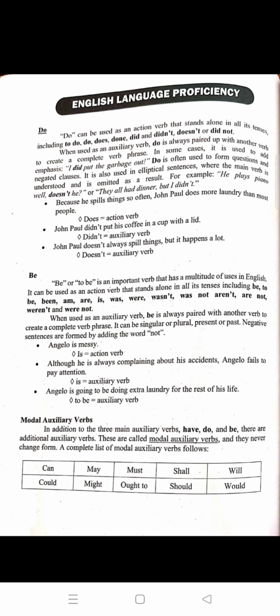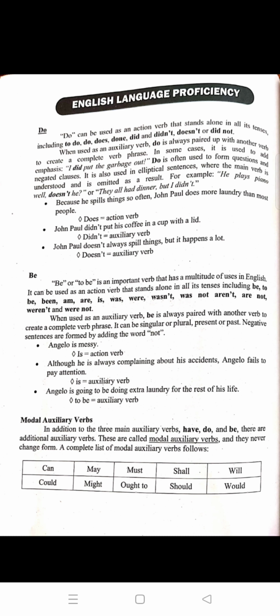Next, "John Paul does not always spill things, but it happens a lot." Bakit siya considered na auxiliary verb? Because you have the verb phrase "doesn't always spill," and "spill" is your main verb. "Always" is the frequency. So, nandyan lang yung word na "doesn't" just to help emphasize that John Paul does not always spill things. Therefore, yung "doesn't" is considered an auxiliary verb.